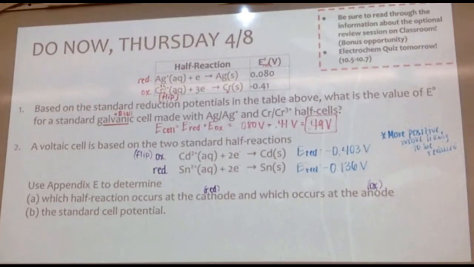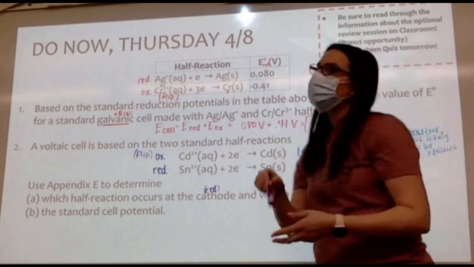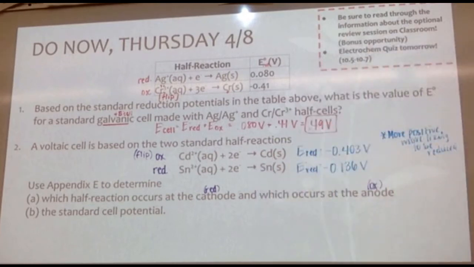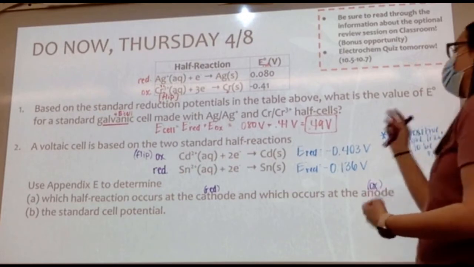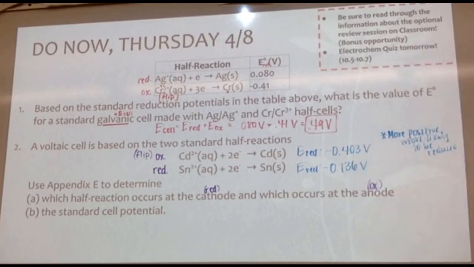So yesterday I said that we're going to have a quiz tomorrow. It's all multiple choice. We'll have a quiz on 10.5 to 10.7. So that's thinking about what's the cathode, what's the anode, what occurs at each electrode, which way do electrons flow, what about the salt bridge? And then 10.7 is calculating cell potential like we're doing now.